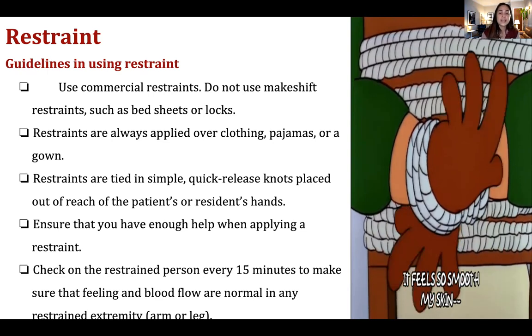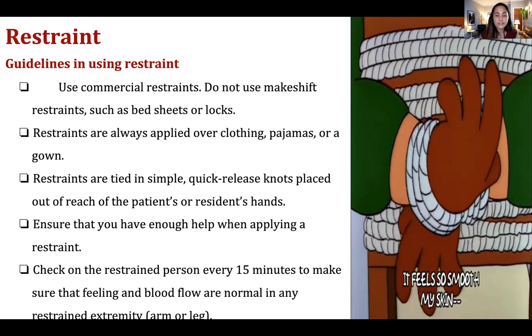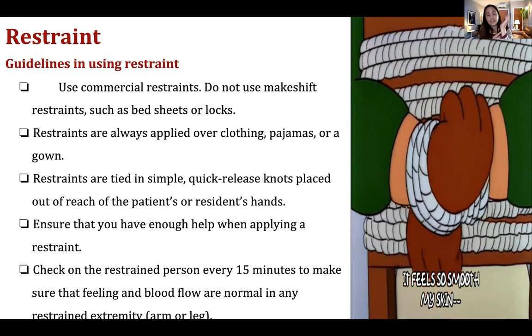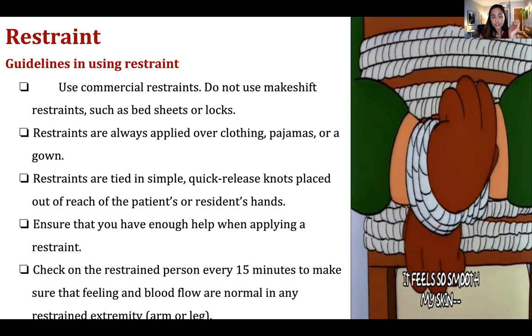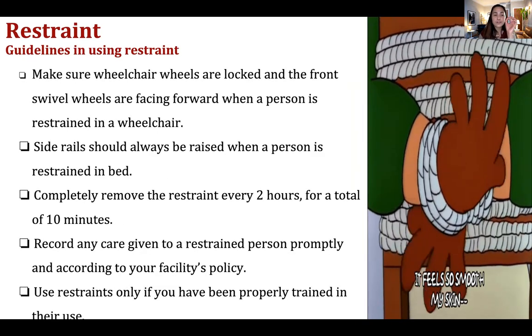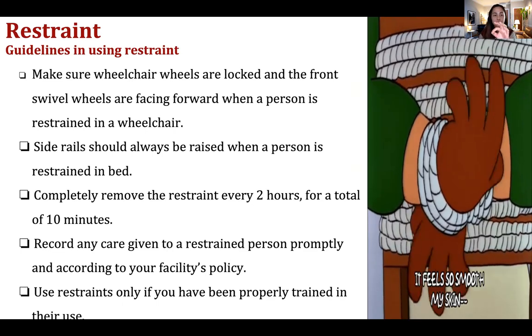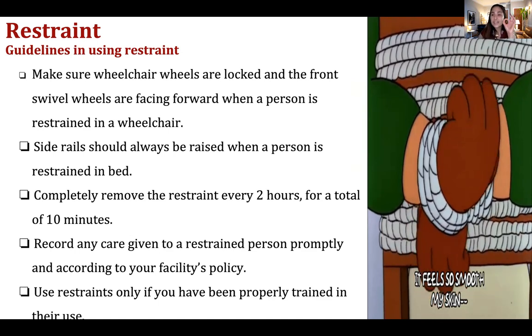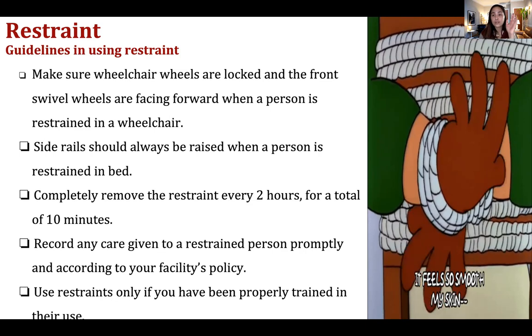Ensure that you have enough help when applying a restraint. Check on the restrained person every 15 minutes to make sure that the feeling and blood flow are normal. So you just observe the site where you restrain every 15 minutes for complications, and you need to release the restraint every 2 hours. Make sure wheelchair wheels are locked and swivel wheels are facing forward when the person is restrained in the wheelchair. Side rails should always be raised when a person is restrained in bed. Don't tie the restraint to the side rails, because if you move the side rails up or down, it will pull the hand or limb of the patient. Completely remove the restraint every 2 hours. Record any care given to the restrained person every 2 hours.